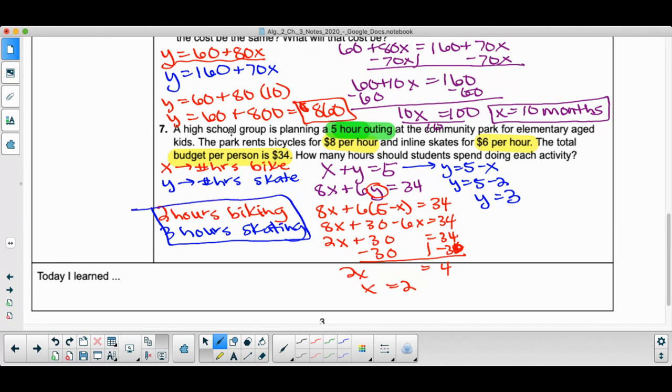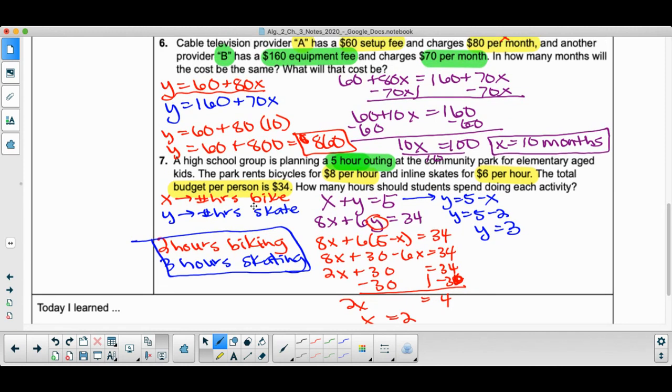Well, that adds up to 5 hours. And that should also fit $8 per hour on bikes, $6 per hour using skates. So each kid, to fill up their 5 hours, can do the activities that long.